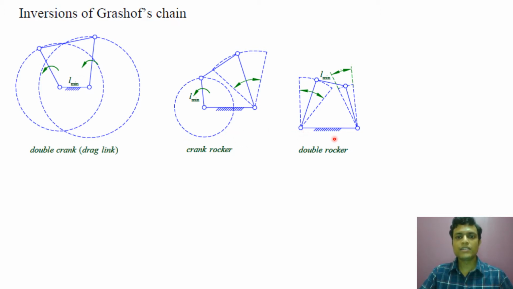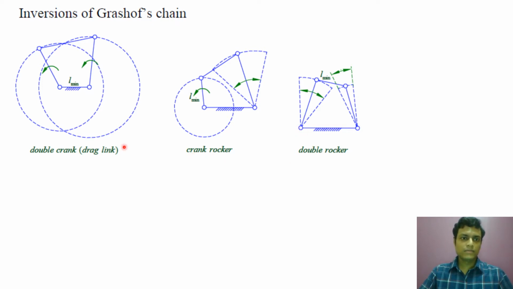And we will get a double rocker mechanism when L min is the connecting rod or coupler. So this is the position of L min when it is a coupler or connecting rod. Then we will get a double rocker mechanism. So both the crank and the follower cannot make a complete rotation, they will only oscillate. And in every case you see, when it is oscillating, it cannot cross the frame. This is the frame. Here it is oscillating, it cannot cross the frame. Here also it cannot cross the frame.